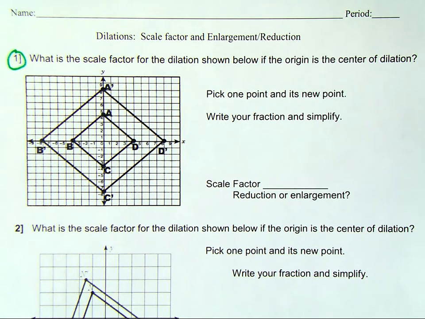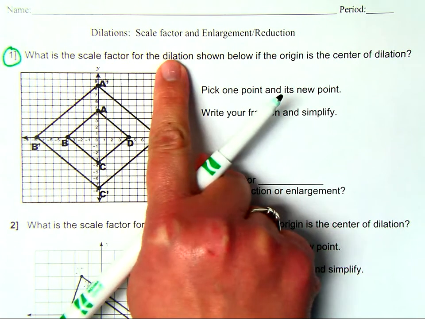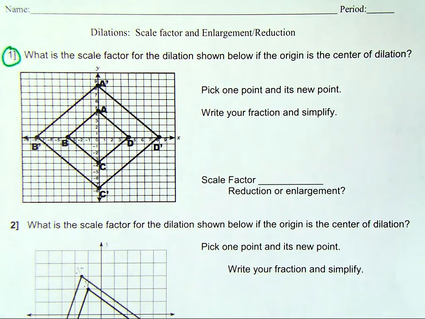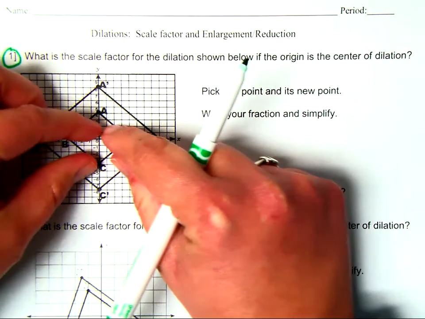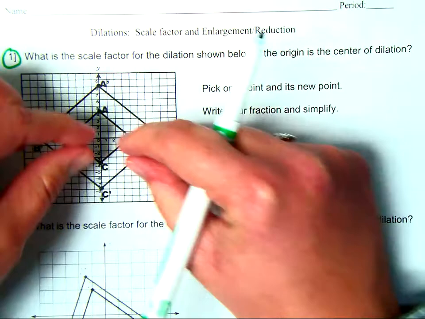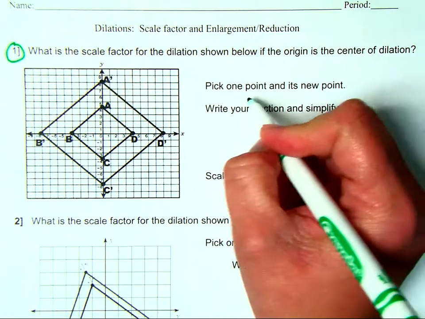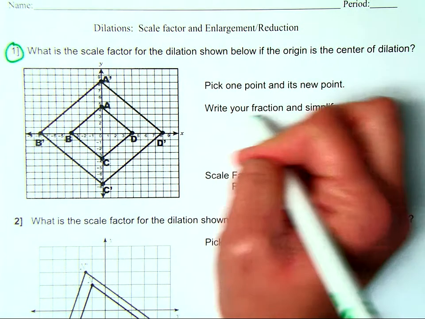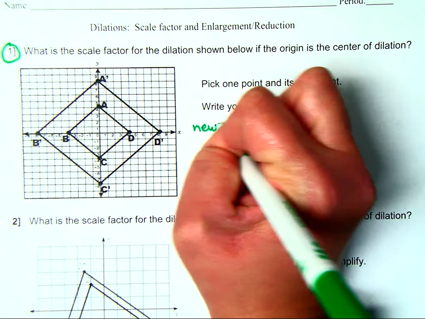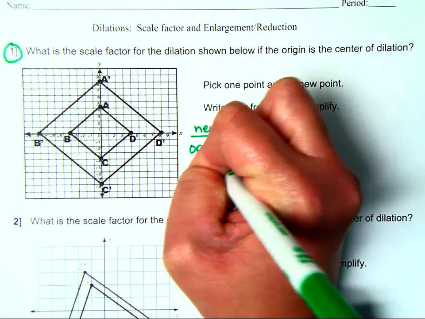Okay? So in these directions it says, what is the scale factor for the dilation shown below if the origin is the center of dilation? And all this means is that we didn't dilate it and then move it. Okay? So they were dilated around the same center of origin. So first, we're going to pick one point, and then its new point. So when we write our fraction, remember it's going to be the new image. And I like to write my apostrophe, that new prime, compared to the original.